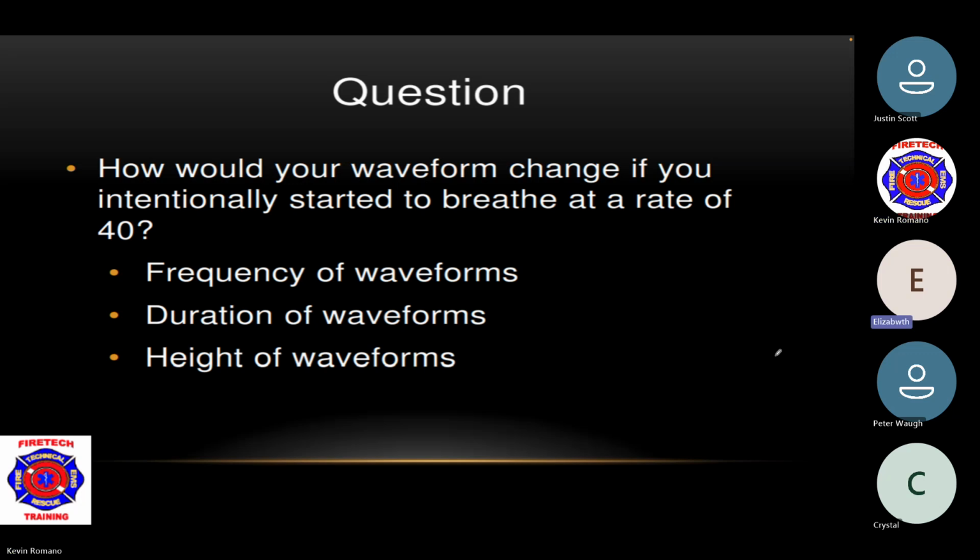It'd be shorter. Correct. And the height would be taller or shorter? If they're hyperventilating, it'd be higher? Nope. Other one. You've got a 50-50 shot at that one. It'd be lower.